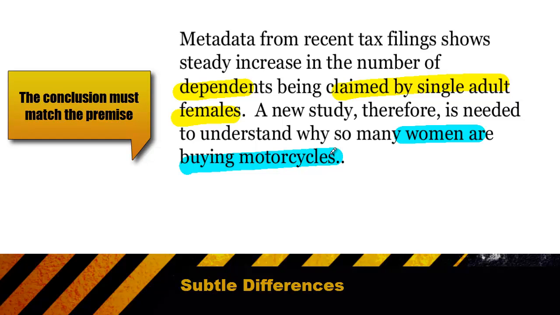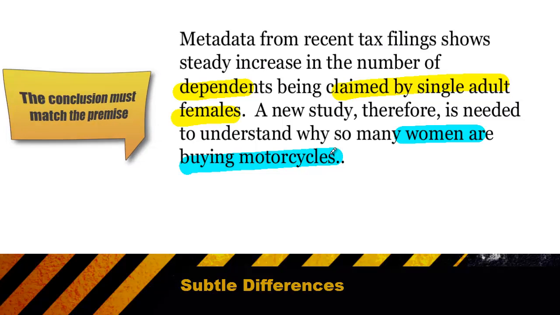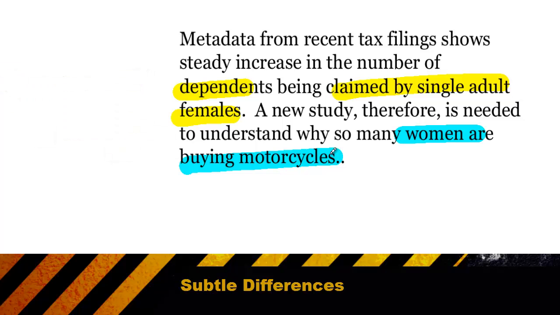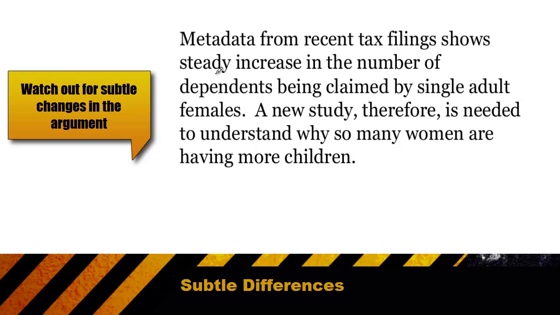Obviously, this argument is ridiculous and it's very easy to spot because motorcycles is very, very different than dependents. So you're not going to see an argument that has a flaw that's this obvious, but you could see something very, very similar. In this version, the evidence is about dependents being claimed on tax returns, and the conclusion is about women having more children. And there are actually two ways in which this argument subtly changes the language.